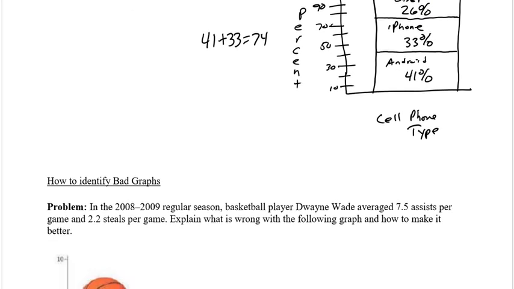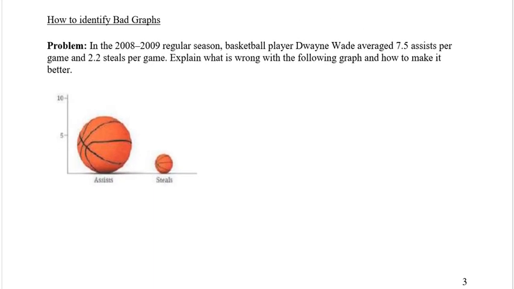Okay, so how to identify bad graphs? Sometimes graphs are not well made. In the 2008-2009 regular season, basketball player Dwayne Wade averaged 7.5 assists per game and 2.2 steals per game. Explain what is wrong with the following graph and how to make it better. Well, number one, when we look, we can see that the height of this basketball, where it says assists, looks about halfway between 5 and 10, which would be 7.5. So certainly its height is correct. And the height of this ball, come across, a little bit less than half of 5, which is about 2.2. That would be fine. Those heights would be fine.